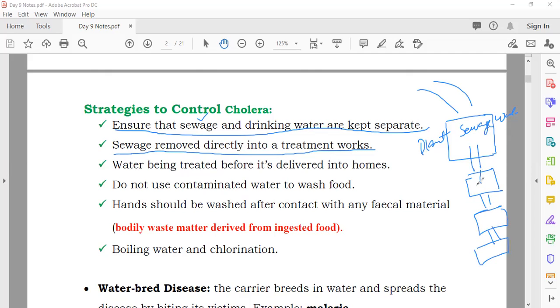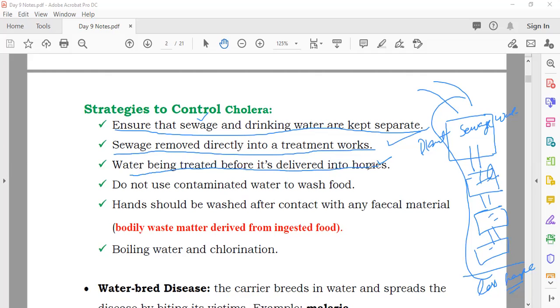First, here they will remove all the large particles. We will study this, inshallah. And after that, when it becomes less harmful, it is released in rivers or other places. Otherwise it is treated before. So the same thing they're saying: the sewage removed directly into a treatment works. After that, water is treated before it is delivered into homes.